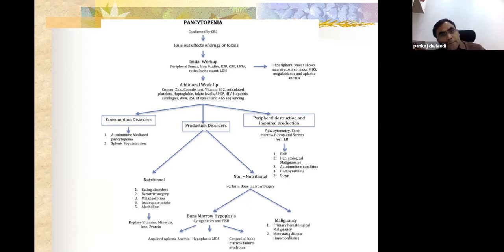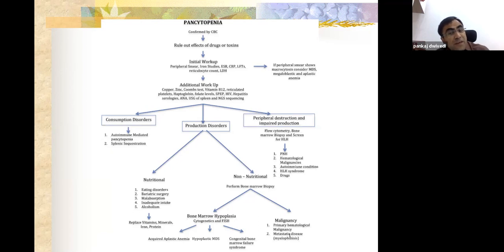Okay, and the other is malignancy, which is also a non-nutritional cause of a production defect. It may be a primary hematological malignancy like acute leukemias, or metastatic disease like neuroblastoma, where all these malignant cells go to the bone marrow and production decreases.